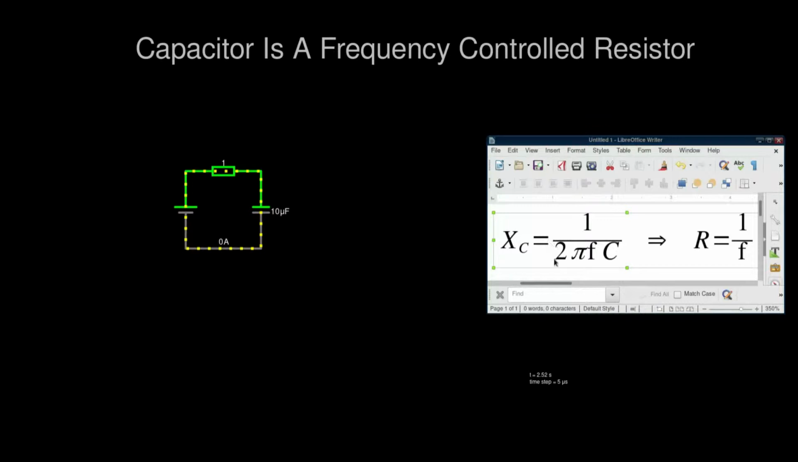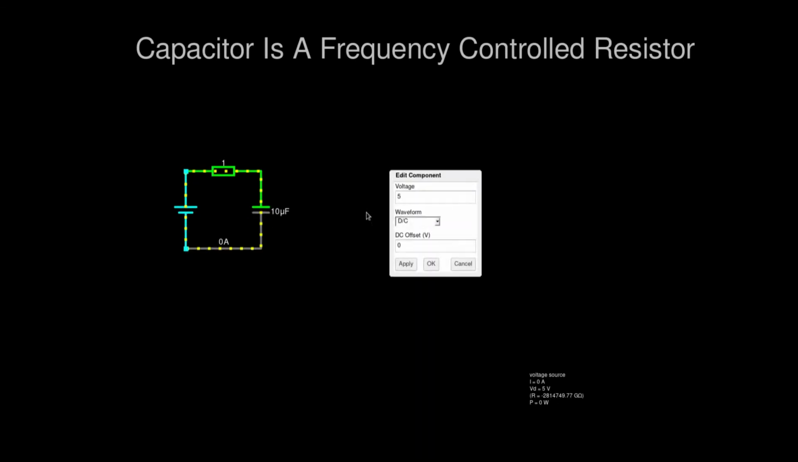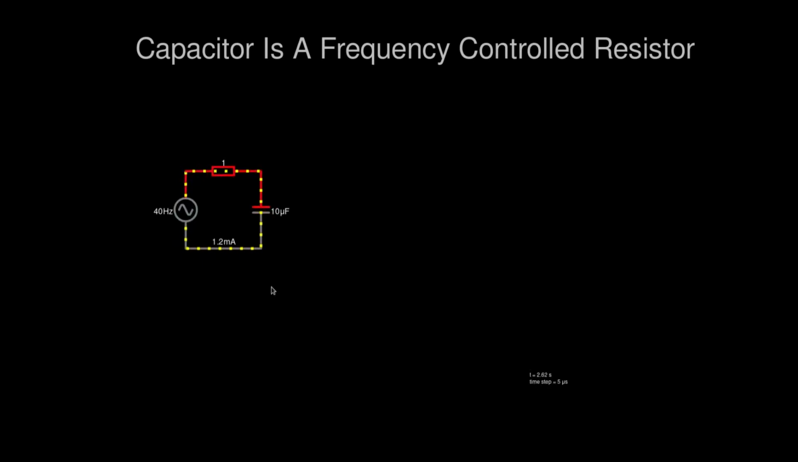And let's change that. Let's change it to AC voltage. Apply and OK. Now we can see there's some sort of amperage going through there. We can see it's going one way and another. That's why it's alternating.